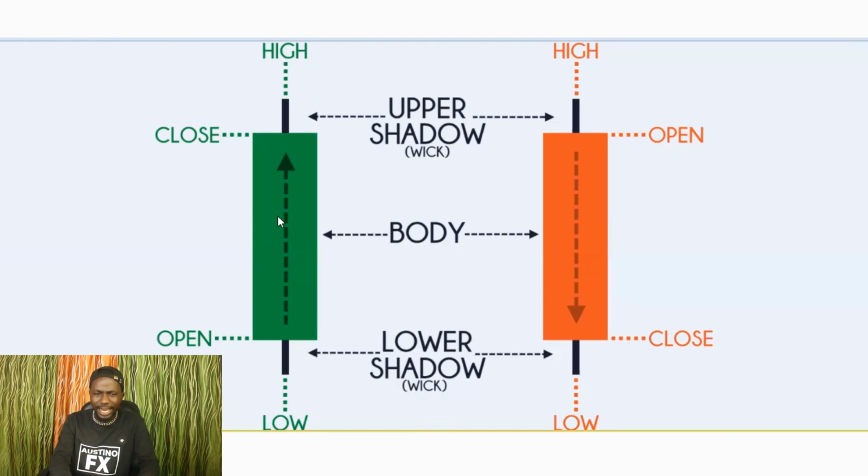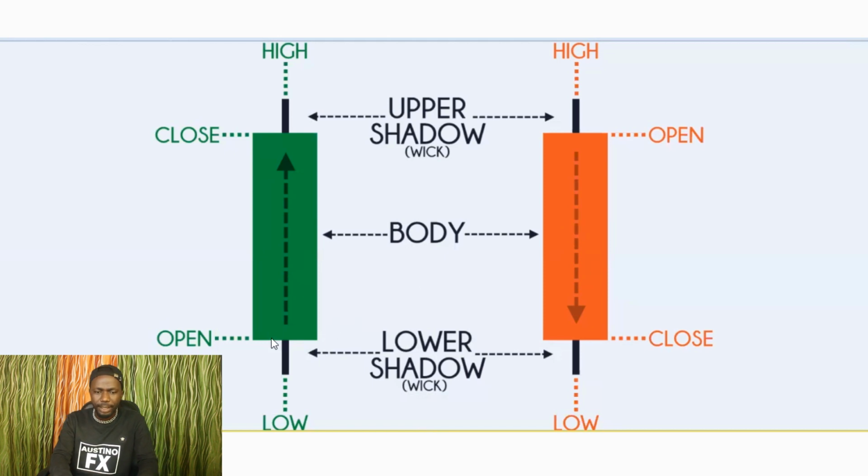So when you see a green candlestick that is very long, right, it tells you that the buyers are in charge, the market is bullish. And when you see a red candle that is very long, it tells you that the sellers are in charge and the market is bearish.